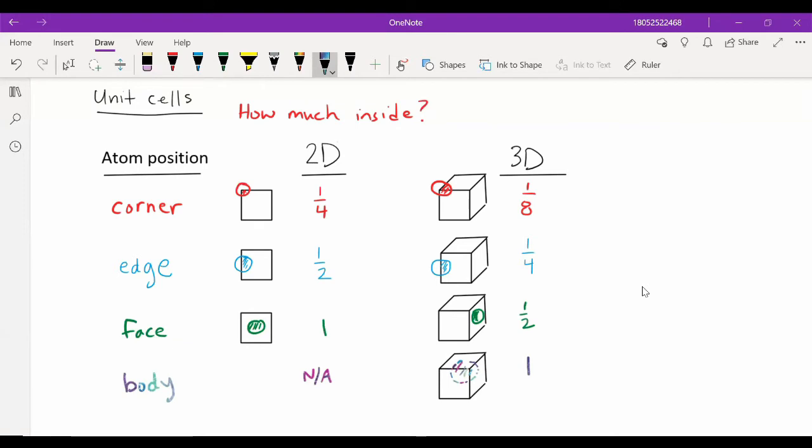So this will be important. Basically what we can do with this is determine formulas of, let's say, ionic compounds. So we'll do one of those in these problems. Or let's say we can do a density calculation of a metal. So those are generally the two applications of this. And we'll look at a couple problems to illustrate how to do that.